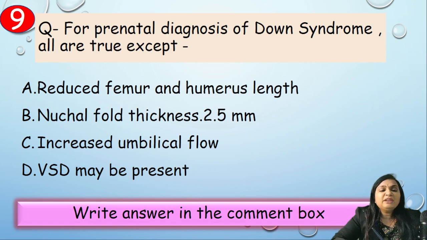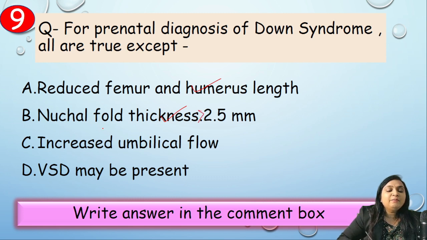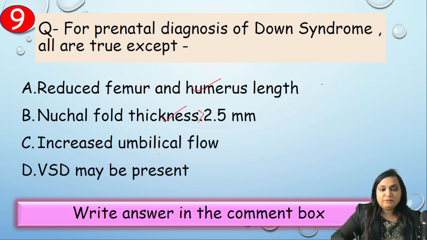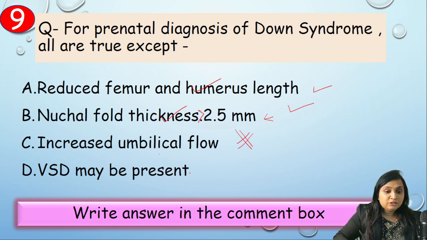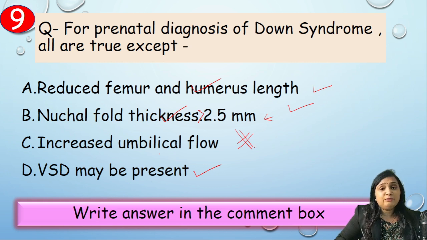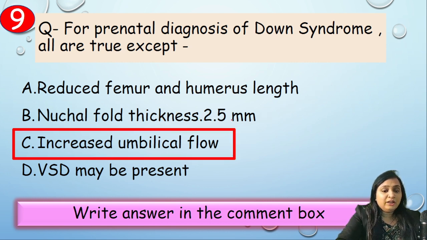The next question is, for prenatal diagnosis of Down syndrome, all are true except: reduced femur and humerus length, nuchal thickness of more than 2.5 mm, increased umbilical flow, and VSD may be present. See, all of these are soft markers for Down syndrome except this one. So reduced femur and humerus length, yes. This is also yes. Increased umbilical flow is not seen along with Down syndrome. Yes, it could be a VSD, because ASD and VSD are the commonest types of heart disease seen in children suffering from Down syndrome. So option C is incorrect, the rest are all correct.